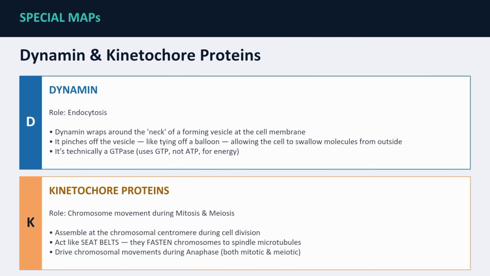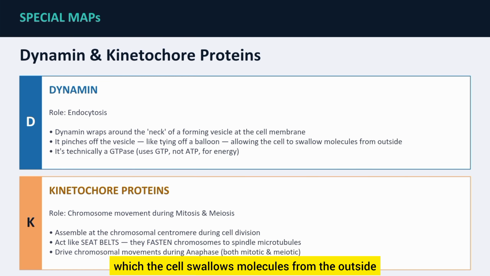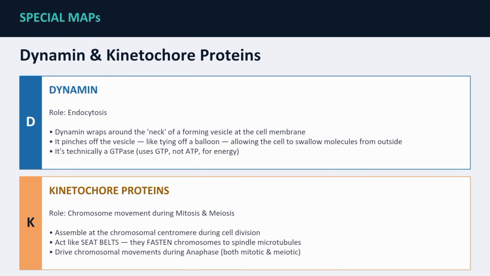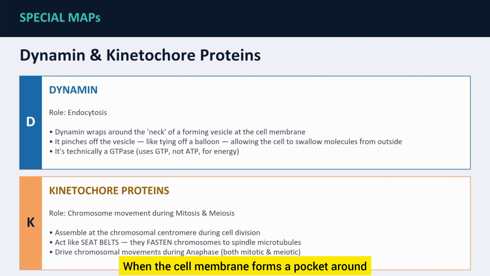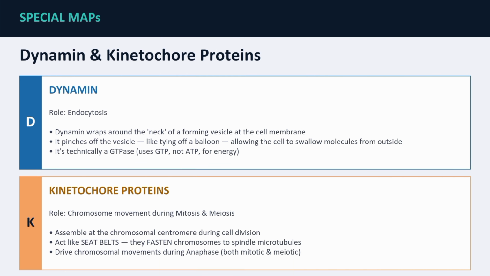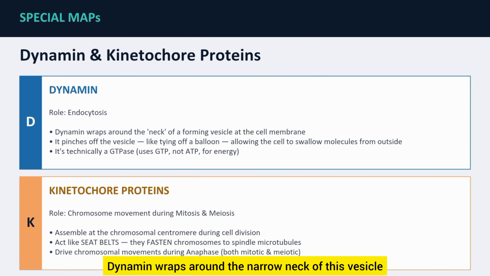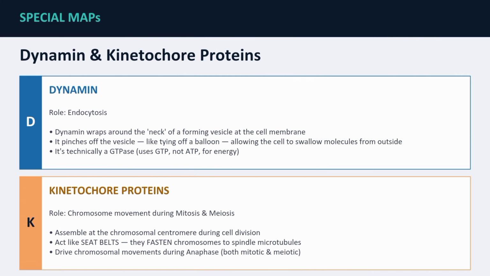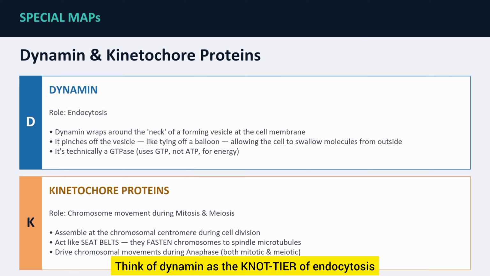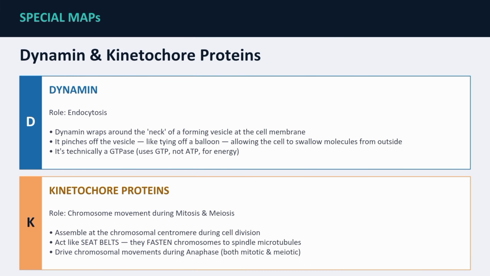What does that mean? Endocytosis is the process by which the cell swallows molecules from the outside. Here's how dynamin works. When the cell membrane forms a pocket around something it wants to bring inside, a vesicle forms. Dynamin wraps around the narrow neck of this vesicle and pinches it off, like tying the knot of a balloon. This releases the vesicle into the cell. Think of dynamin as the knotter of endocytosis. Without it, the vesicle can't detach.